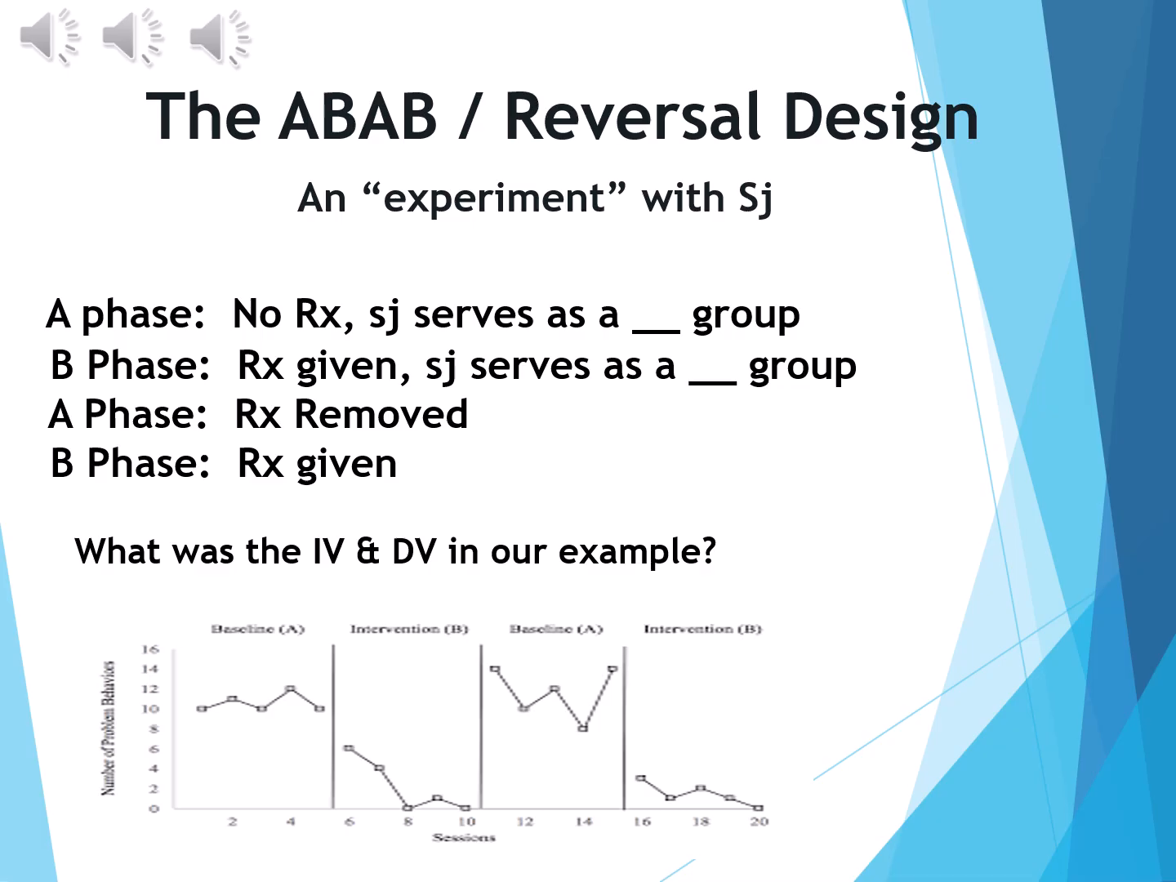Let's now consider a design called the AB design, or sometimes the reversal design. It's an experiment done with one subject. How can you do this? Well, in the A phase, we'll just observe our subject, and there is no treatment given. This will constitute basically a certain group.